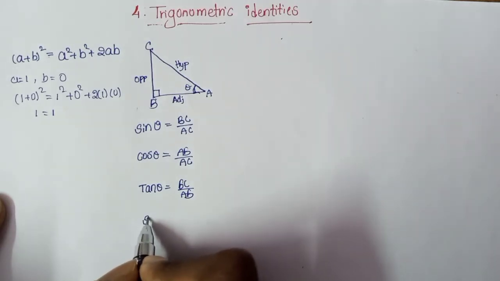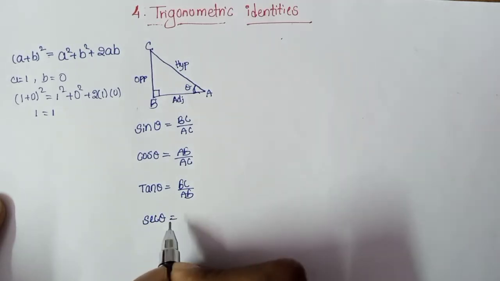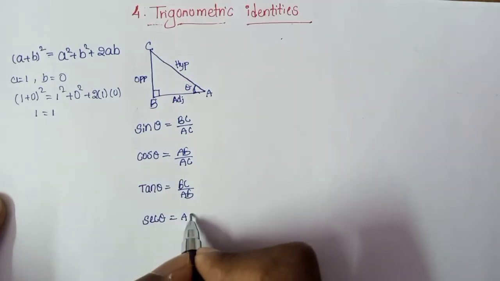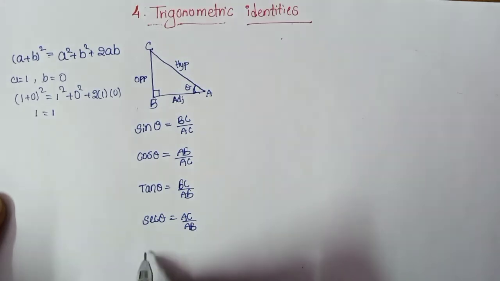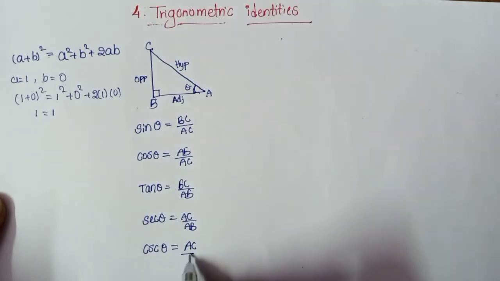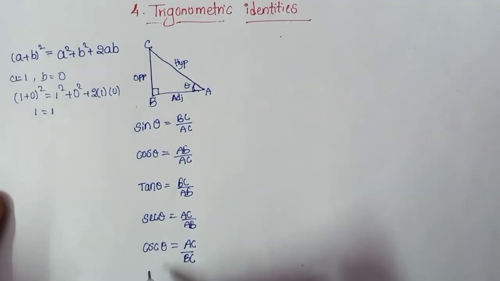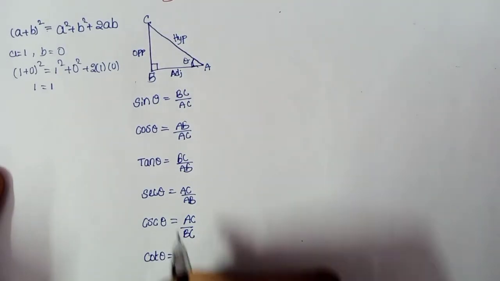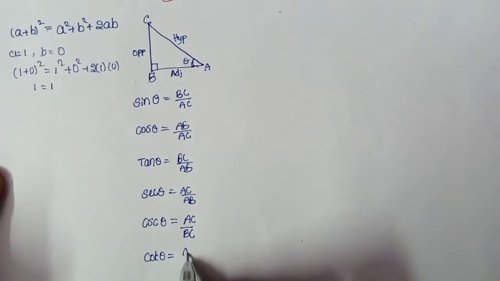Next, sec theta is equal to the reverse of cos, that is AC by AB. Next, cosec theta is the reverse of sine, that is AC by BC. Finally, cot theta is equal to 1 by tan theta, that is AB by BC. These ratios we know.